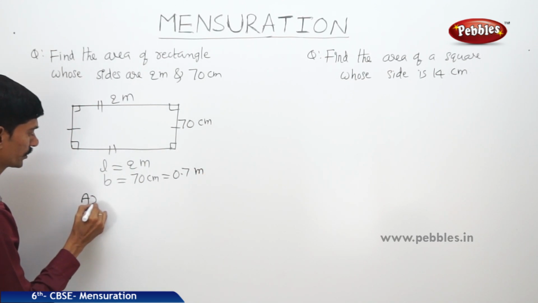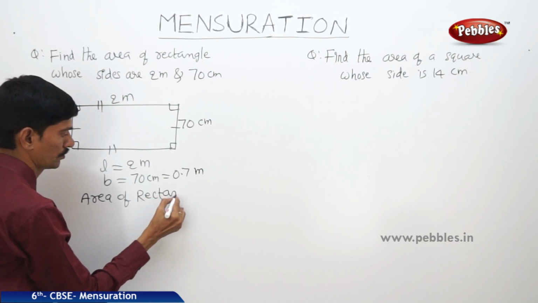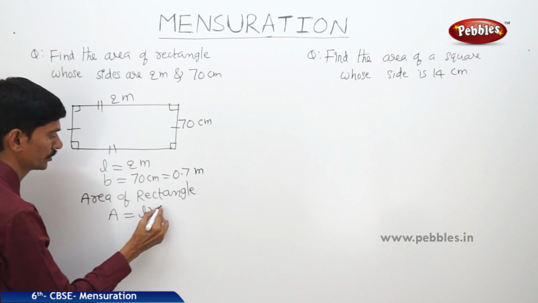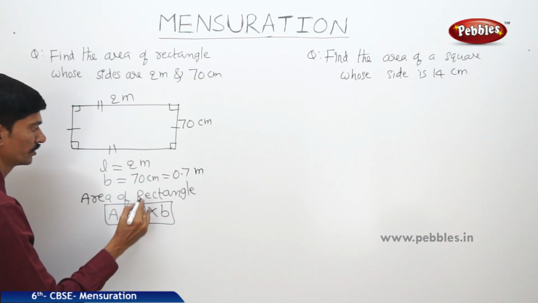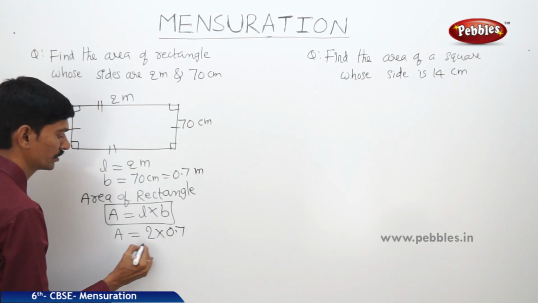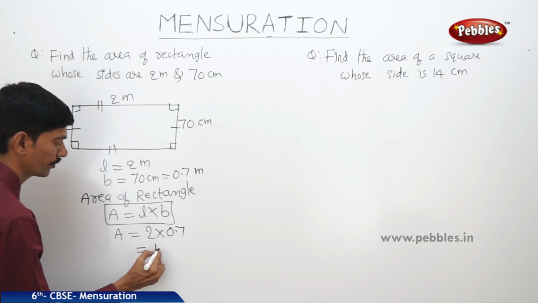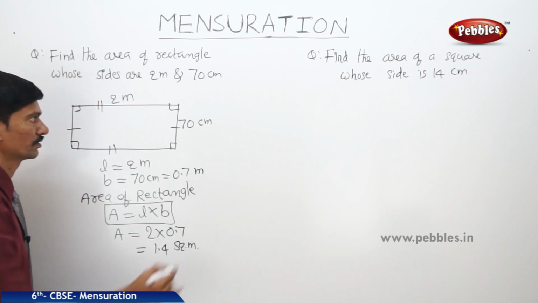Now the area of the rectangle A equals length into breadth. So then we get length is 2 meters into breadth is 0.7 meters. So 2 into 0.7 is 1.4 square meters.